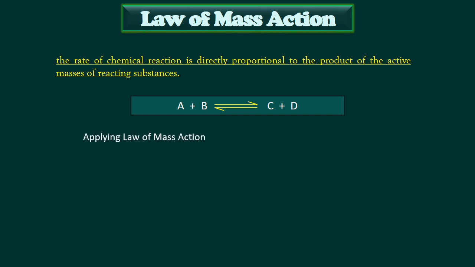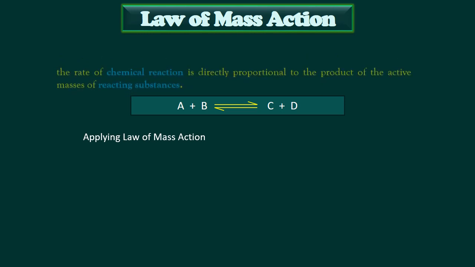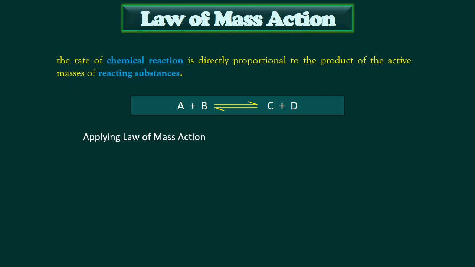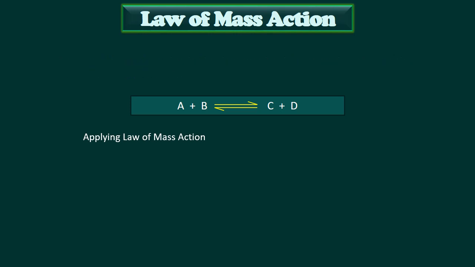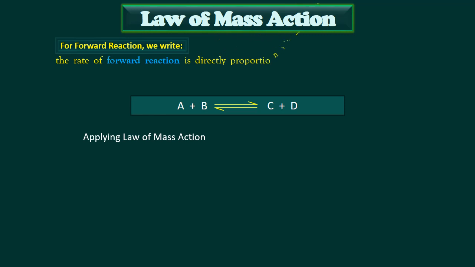Let's apply the law of mass action on this reversible reaction, which actually comprises two reactions, forward and reverse. Hence, we'll apply the law on both reactions separately by replacing the words "chemical reaction" and "reacting substances" accordingly. So, for the forward reaction we write: the rate of forward reaction is directly proportional to the product of the active masses of A and B, as A and B are the reacting substances of the forward reaction.